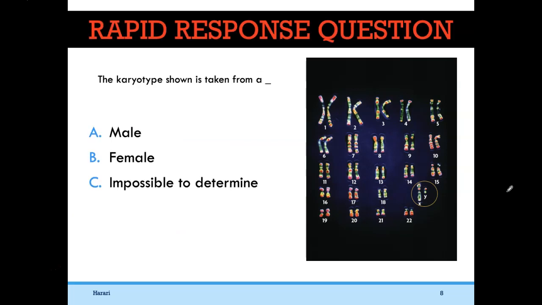So this karyotype is taken from: A, male, female, or impossible to determine. You can pause here. And the answer is male, because of the presence of the Y chromosome.